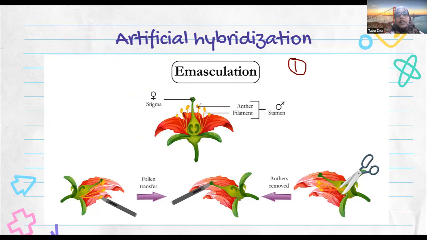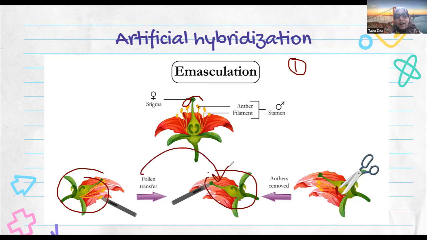So what you will do is you will remove any one part of it. Mostly it is easy to remove the anther. So you will remove the anther and then you can use anther from some other plant and dust onto the stigma. So this is known as emasculation. For example, you can just remove and cut out the anther. Anthers are removed. Now you are just left with the gynoecium, and you can take pollen grains and transfer the pollen grains from another plant or from some other flower onto this emasculated flower.